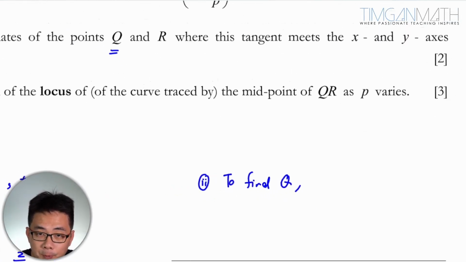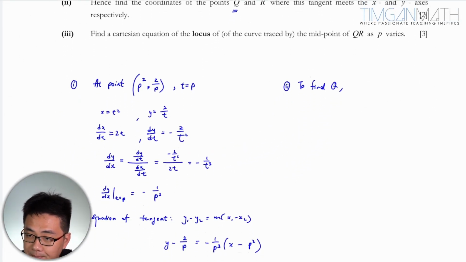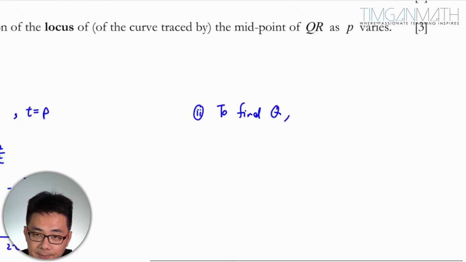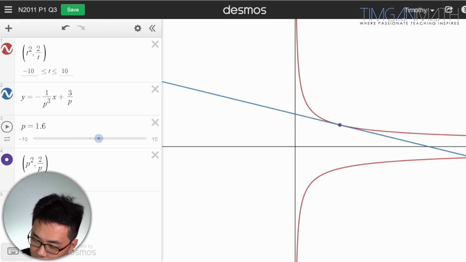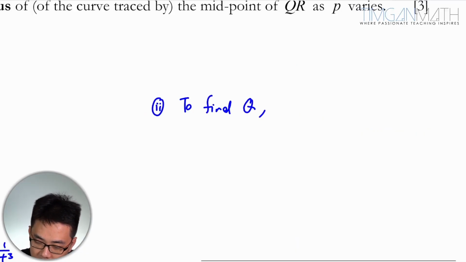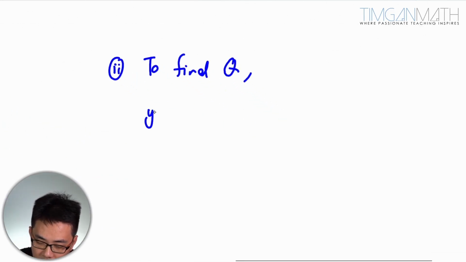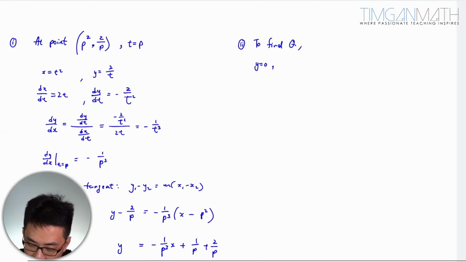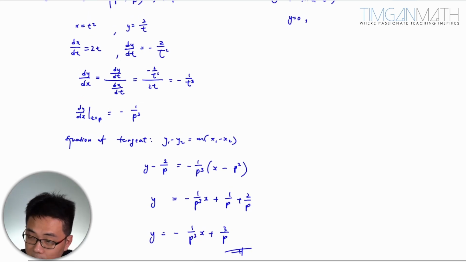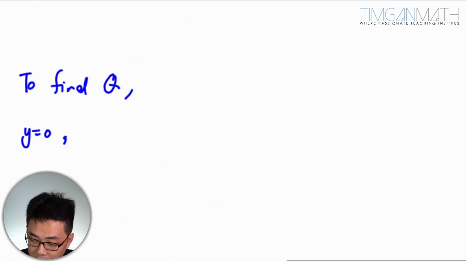To find Q, we want it on the x-axis, so this is where the tangent makes y equals 0. Just replace y with 0. What we get is 0 equals negative 1 over p cubed.